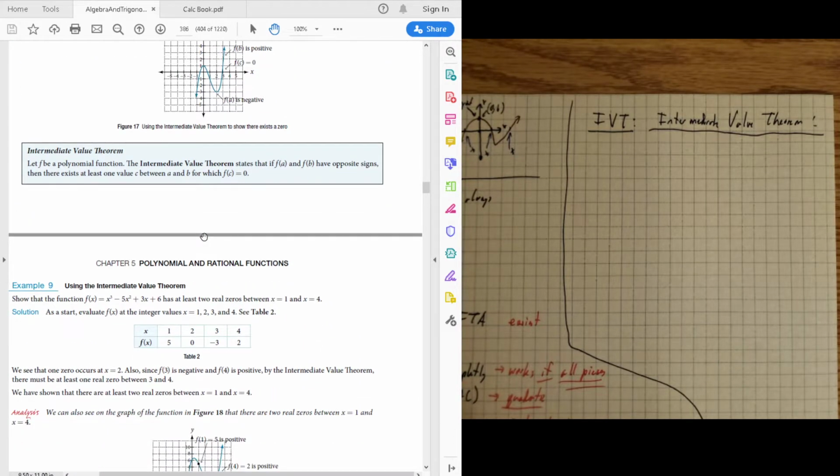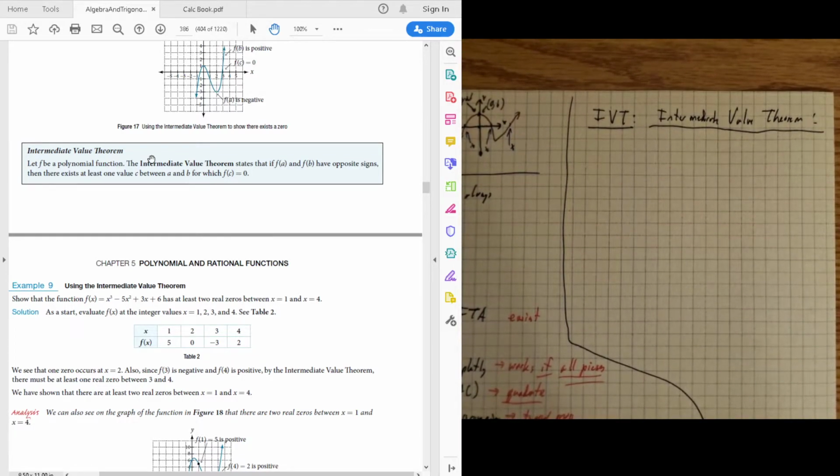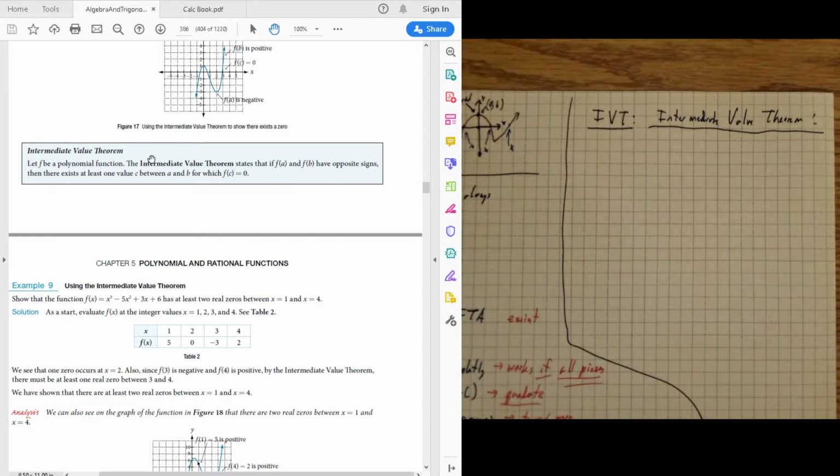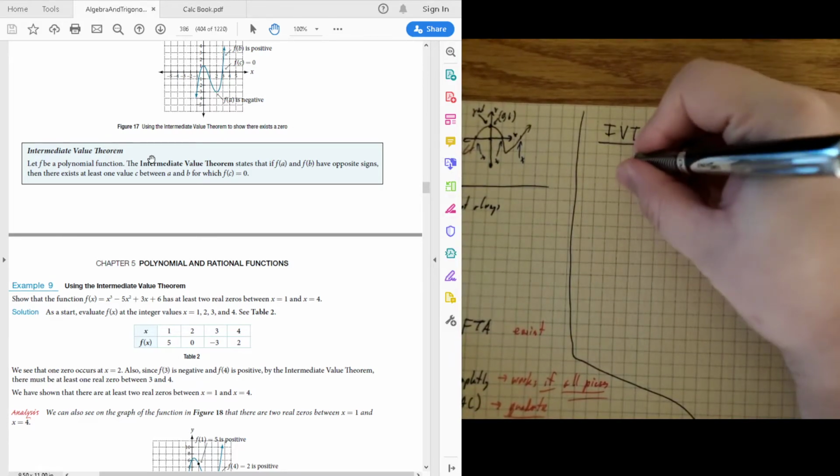Here it is. The intermediate value theorem. Let f be a polynomial function. So all the problems we've talked about today are polynomial functions. So this applies to every one of them. The intermediate value theorem states that if f of a and f of b have opposite signs, then there exists at least one value c between a and b such that f of c equals 0. Let's explain this more thoroughly. So it states, you have to have a polynomial function for this to work.